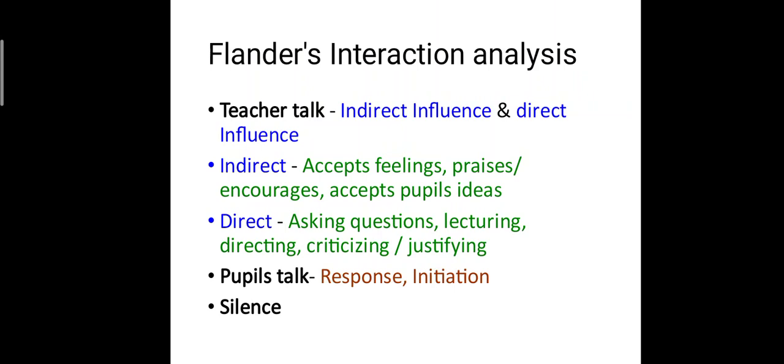Teacher accepts feelings of learners. Teacher praises or encourages learners. Then teacher accepts pupils' ideas. All these are indirect influence. And in direct influence, the teacher directly asks questions, lectures, directs, provides some instructions or directions to learners, criticizes or justifies. Criticizing means criticizing the action, not the personality or the personal aspects of the learners. Many a time it happens in classrooms that teachers criticize personal aspects of learners. It should not be like that. The criticism should be on the academic work, the correctness or completeness of the academic activity completed by the learner.